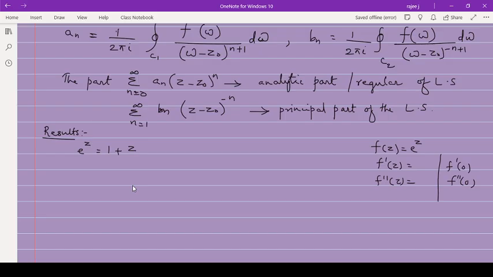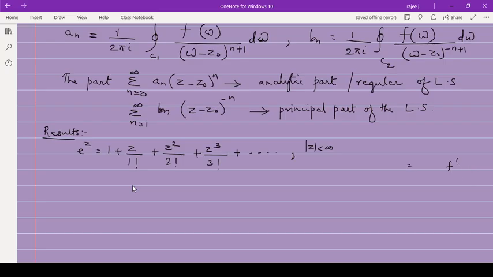So 1 plus z by 1 factorial plus z square by 2 factorial plus z cube by 3 factorial plus etc., where the condition here is mod of z is less than infinity, and that is the expansion of e raised to z.